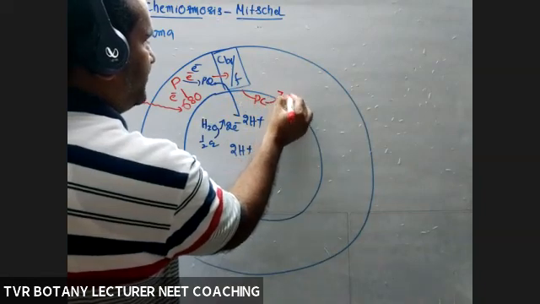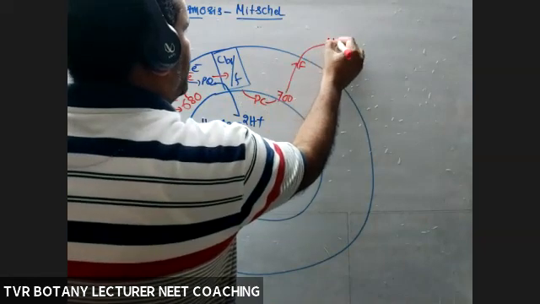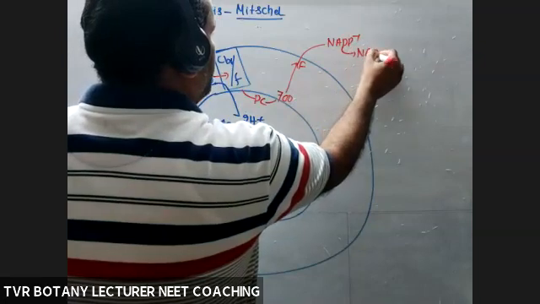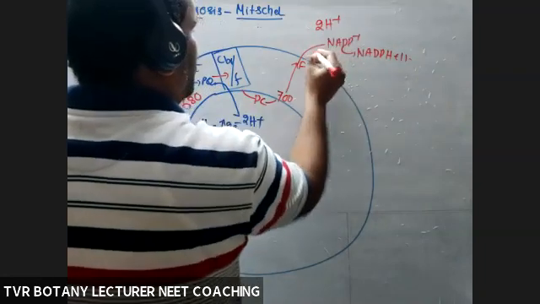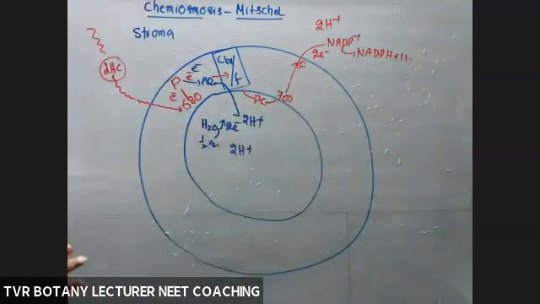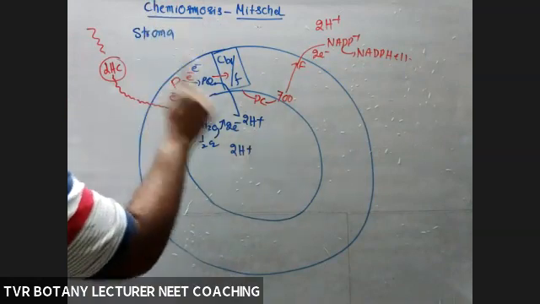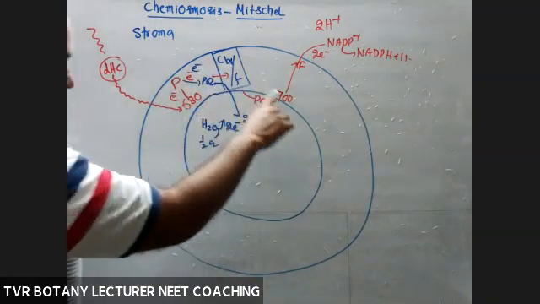Next, P700, ferredoxin. Next, finally, NADP reduced into NADPH plus, 2H plus from the stroma and 2 electrons from H2O, right? So here the question is, what is chemiosmosis? So chemiosmosis explains, in this case, the synthesis of ATP during non-cyclic photophosphorylation. Okay, so here we are within non-cyclic photophosphorylation.